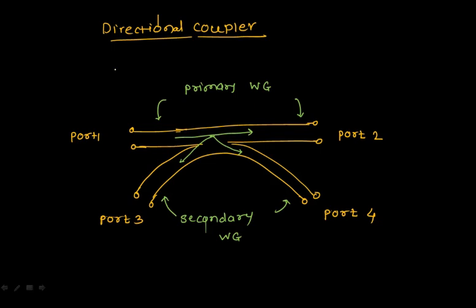Whatever power you give to port number 1 will be called the incident power, PI. Whatever power port 2 receives will be called the received power, PR. Some of the power tries to come out of port number 4, which will be called the coupled power, PF. And this power will be called the back power. Ideally, there should not be any back power. So this is the incident power, this is the received power, this is the back power, and this is the forward power, or you can say the coupled power.